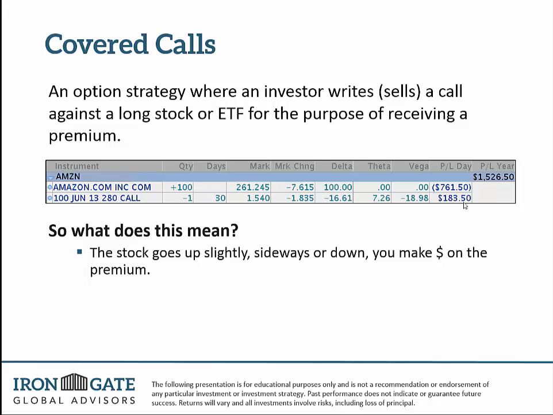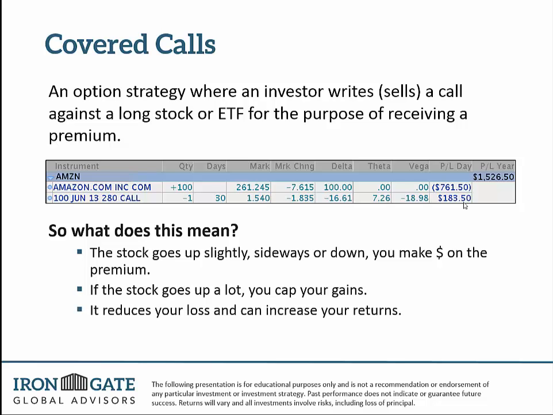So what does this mean? Well, if the stock goes up slightly, goes sideways or down, you keep the money on the premium. In our example, $5. You keep that. Well, if the stock goes up a lot, you have to give away your stock, so your gains are capped at 280. But on this day, it reduces your loss and over time can increase your returns. And this is what I wanted to highlight. Instead of being down $761, you're only down $578. You're still losing money, just not as much. So see how that works.